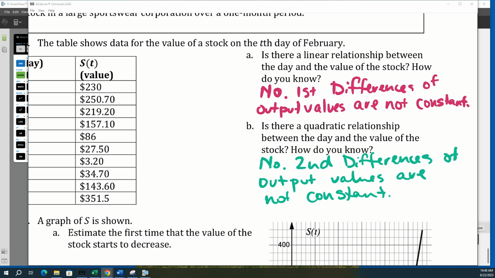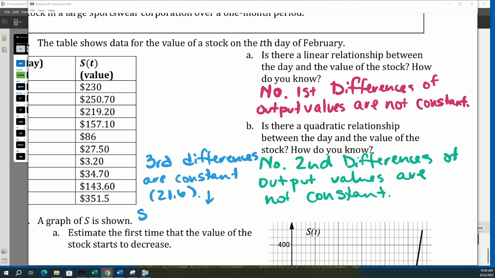So if you guys have some space, I don't know how many you found, but I have space because I didn't find any. But the third differences are constant, and they are 21.6. Okay, so you're interested. What do you think that means about the type of function it is? I don't think you've learned this before. It is a cubic, yeah. S is a cubic function, which is the type of polynomial function that the largest exponent is 3.